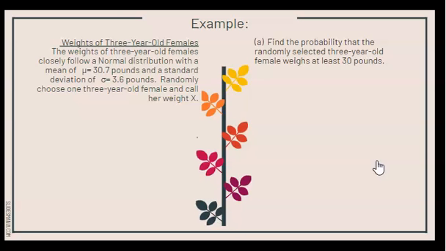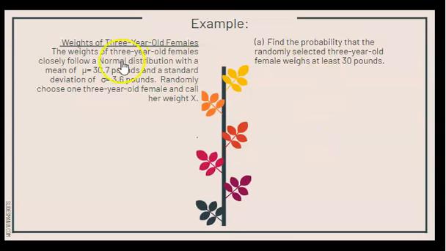All right, so let's walk through an example of a continuous random variable. The weights of 3-year-old females closely follow a normal distribution with a mean of 30.7 pounds and a standard deviation of 3.6 pounds. Randomly choose one 3-year-old female and call her weight X. Part A says find the probability that the randomly selected 3-year-old weighs at least 30 pounds. So there's a 3-step process to answering this, okay?